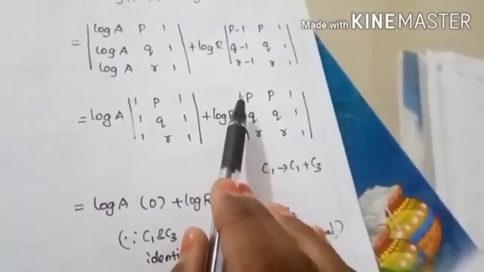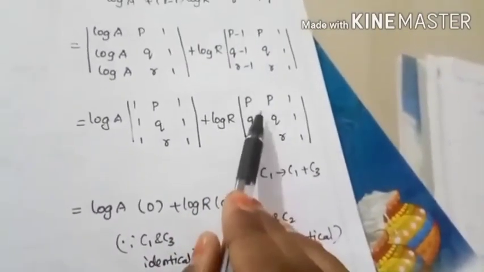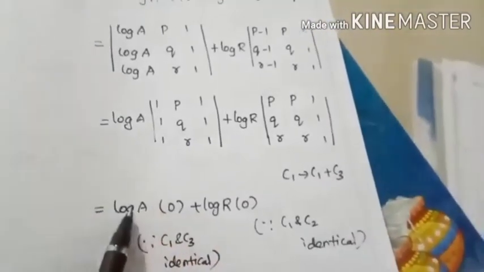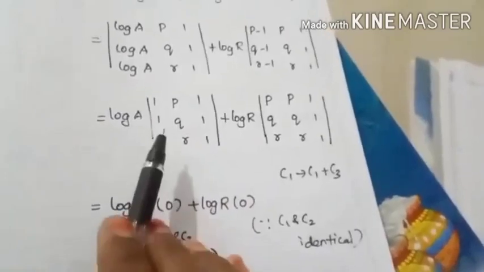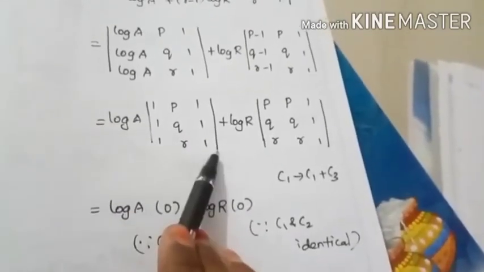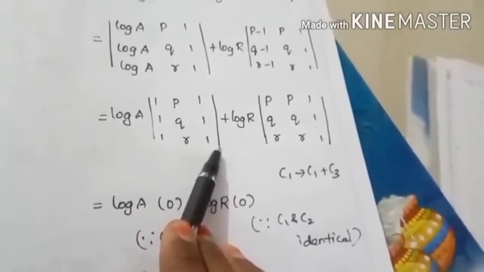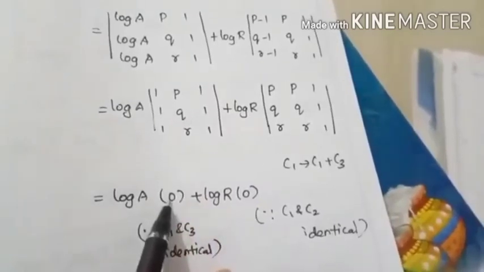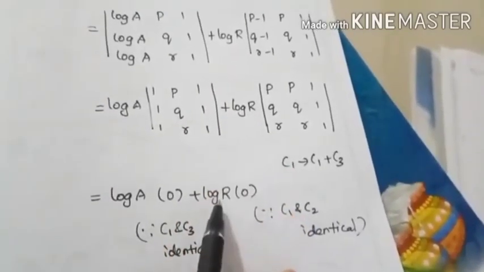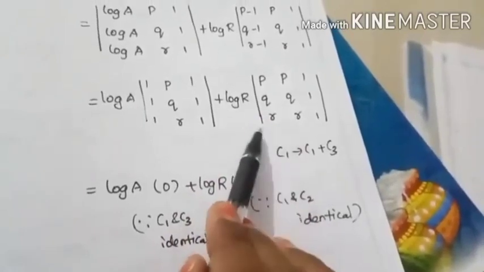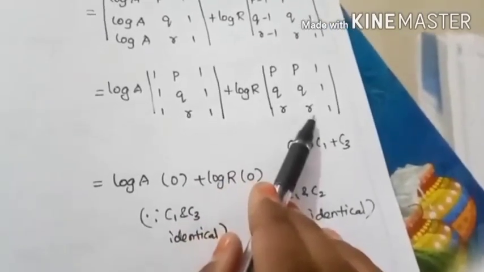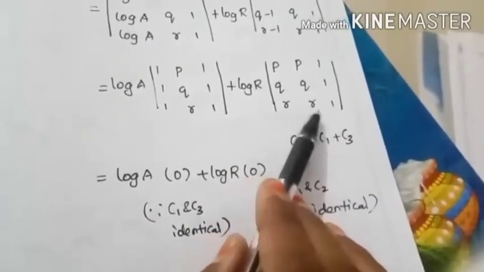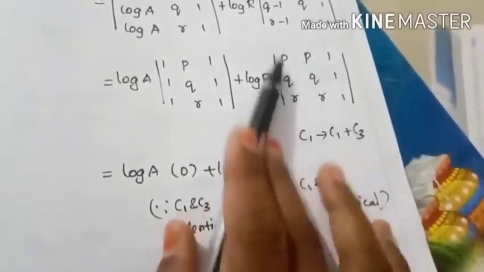So the new C1 becomes P Q R, C2 is P Q R, C3 is 1 1 1, which is equal to log A into, the determinant value is 0 since C1 and C3 are identical. By the property of determinants, if any two rows or columns are identical, then the value of the determinant is equal to 0. Plus log R into, C1 and C2 are identical. By the same property, the value of the determinant is equal to 0.